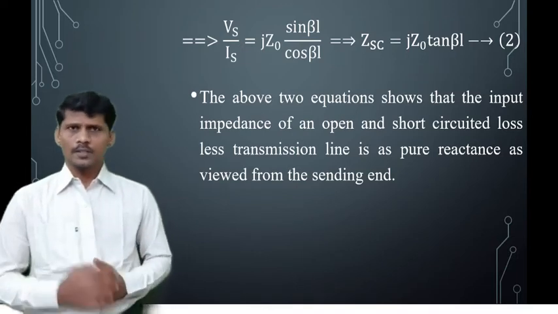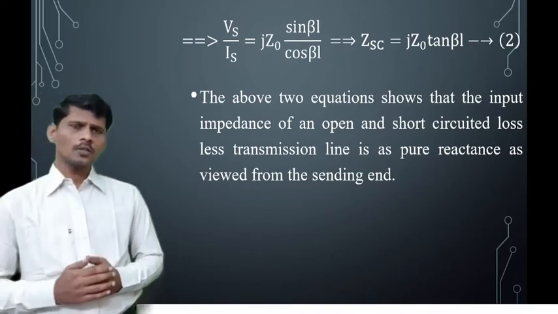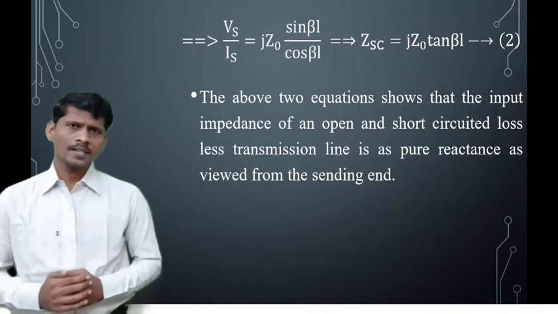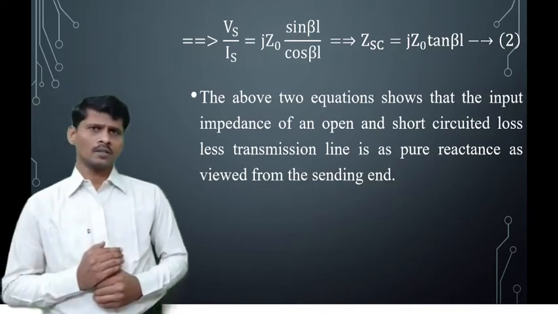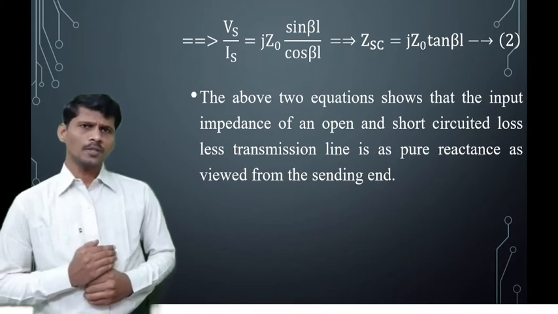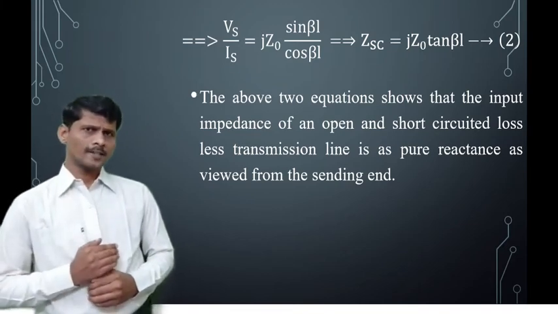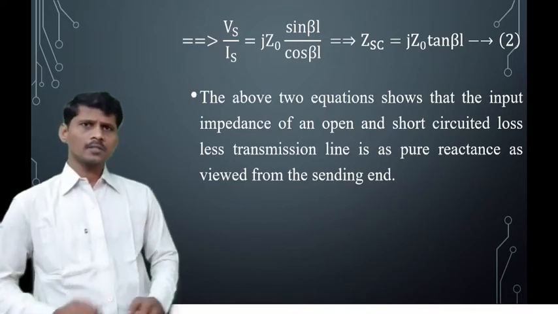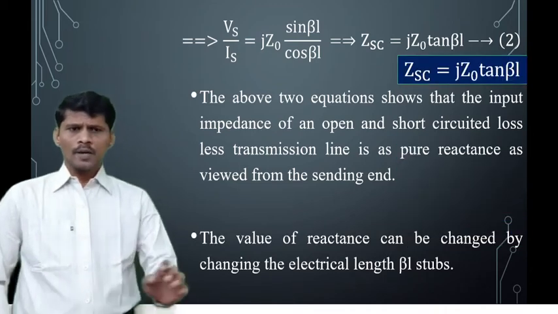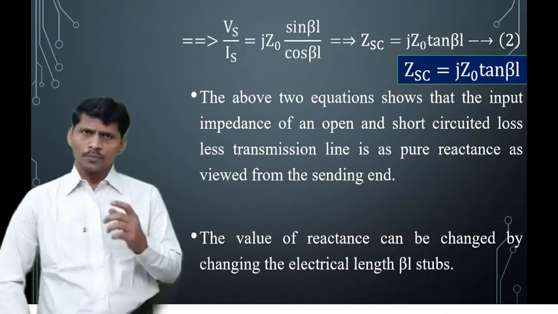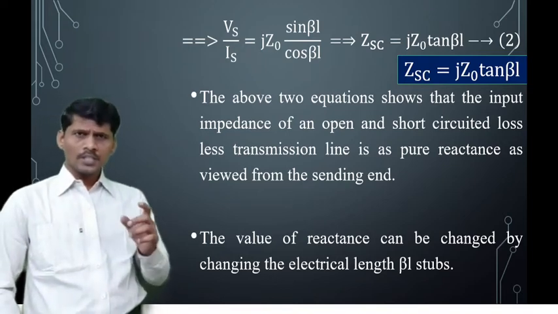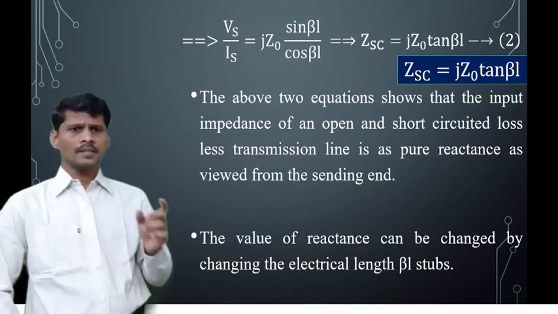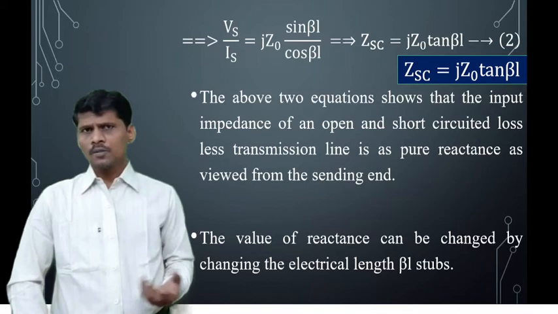The two equations are purely reactance. Pure reactance. The impedance Z is equal to R plus jX, where the imaginary part is the reactance. So equation 1 and equation 2 are the input impedance of an open circuited and short circuited transmission line that are pure reactance values. So the value of reactance can be changed by changing the electrical length parameter, that is βL. By changing the electrical length βL, the value of the reactance can be varied.